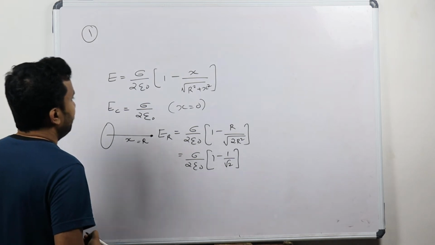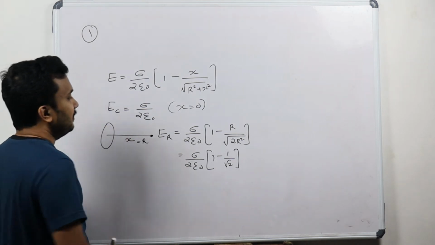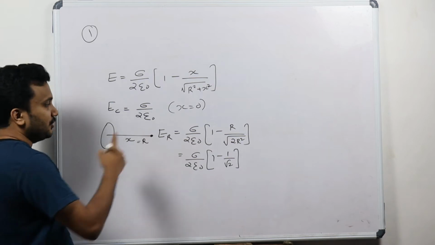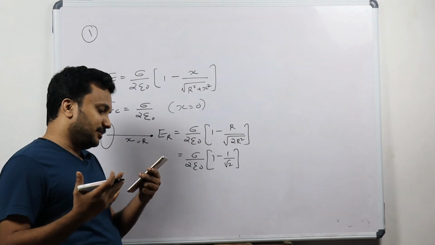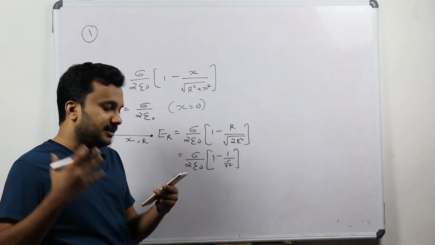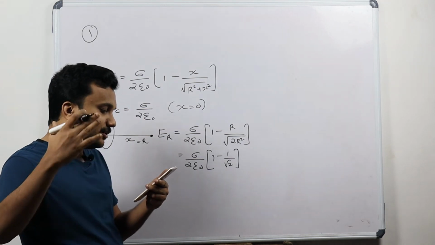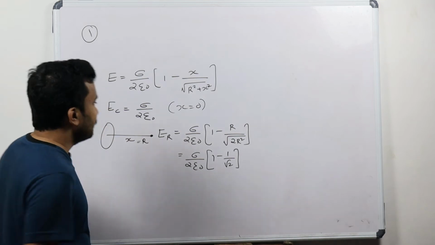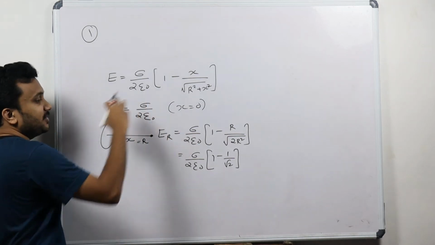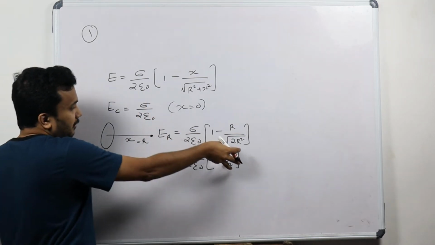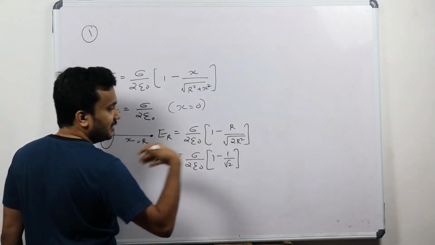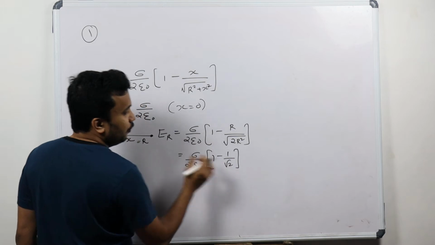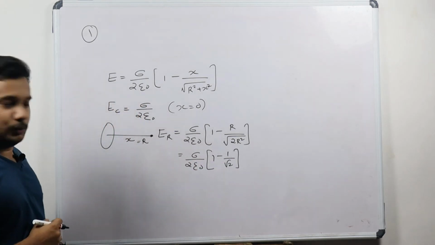Next, what we are going to do: electric field at the center and electric field at a distance of r meter away. The question is asking about the percentage by which the field along the axis at a distance r from the center of the disk reduces. So at the center of the disk, sigma by epsilon 0 is the highest. So sigma by 2 epsilon 0 will be here, and minus how much will be coming, 1 divided by root 2.